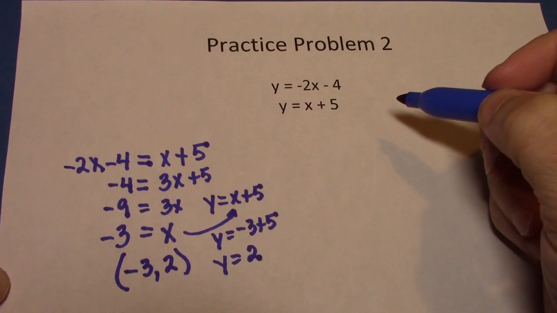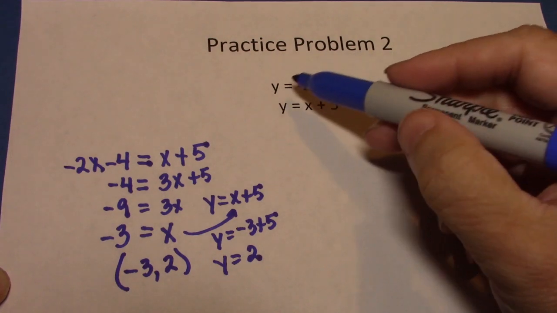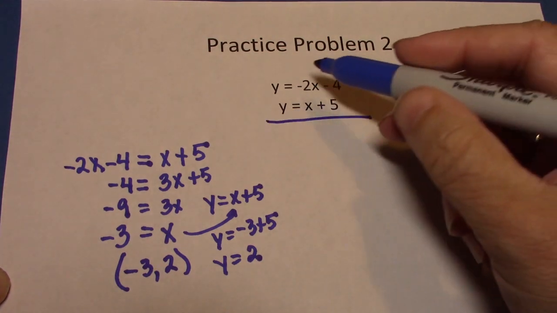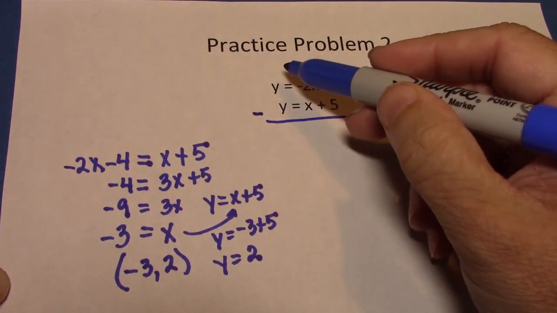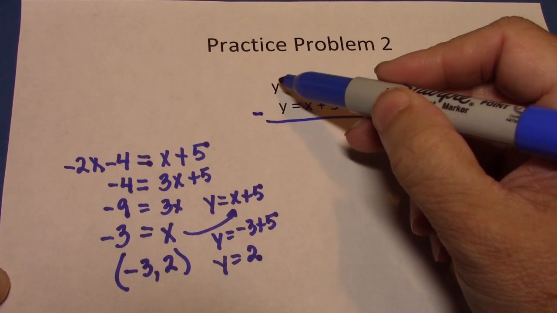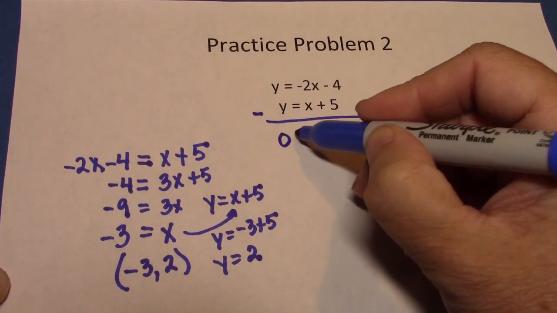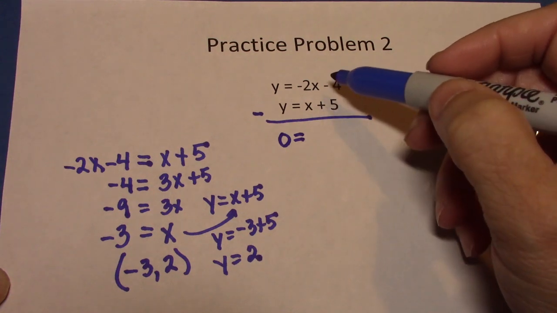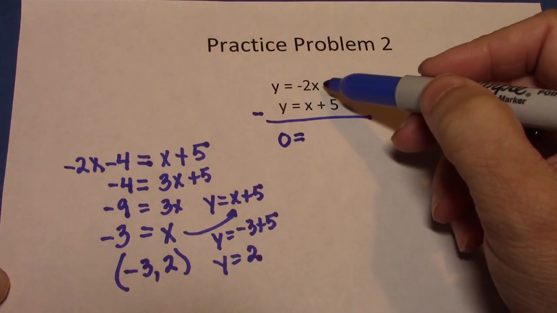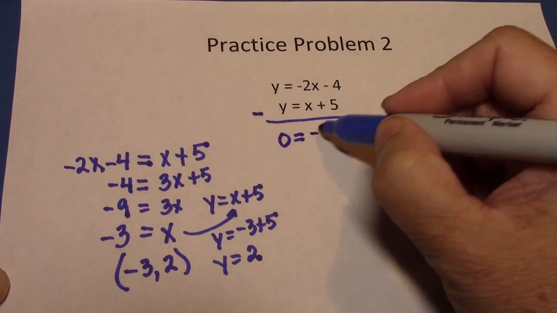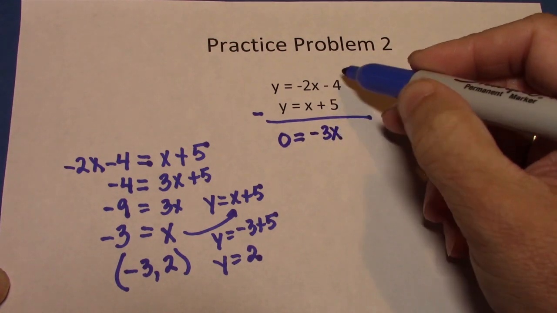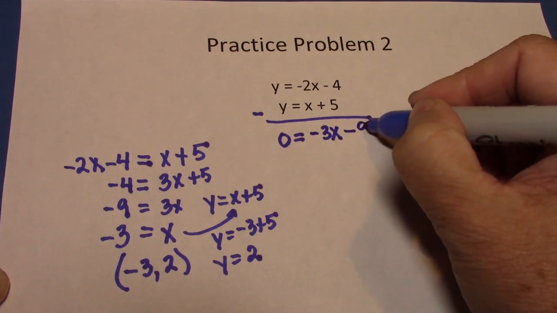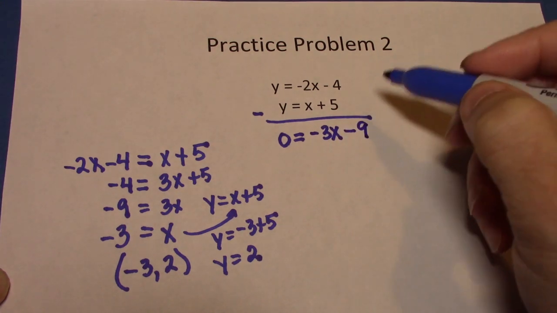Alright, now with elimination, since both of the coefficients here are 1, we can actually go right ahead and we're going to subtract so that we can eliminate y. y minus y is 0. We have to do the same thing to all the terms. They're lined up correctly. -2x minus another x is -3x. -4 minus 5 is -9.